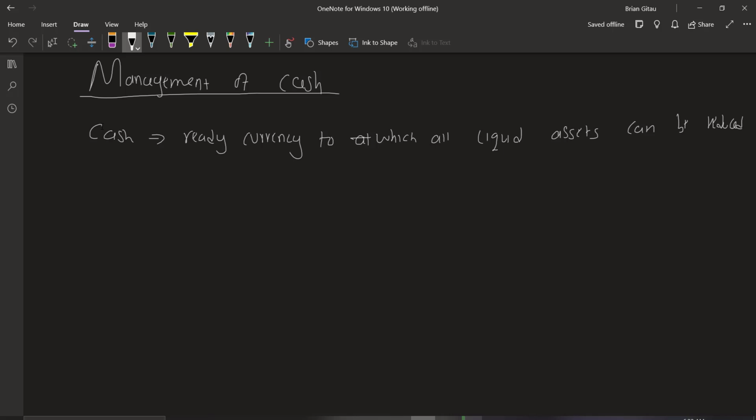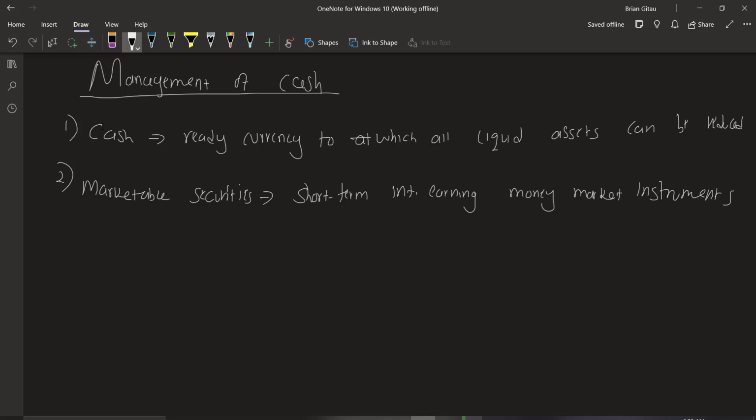And then we have marketable securities, another term we'll be using frequently. Marketable securities, on the other hand, are short-term interest earning money market instruments.